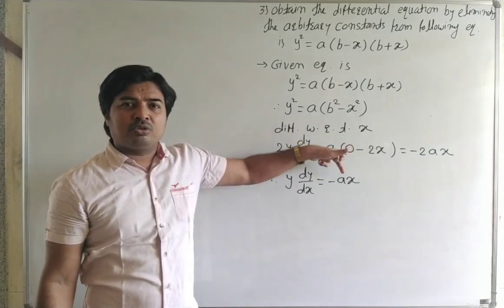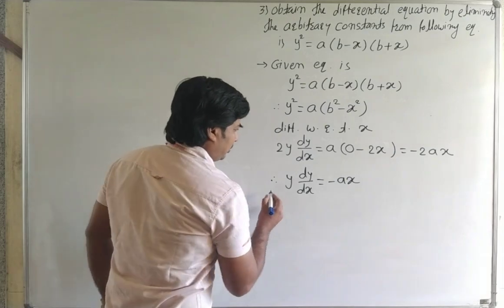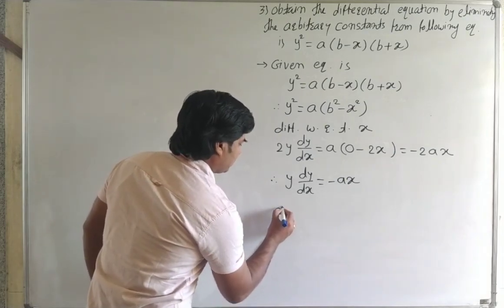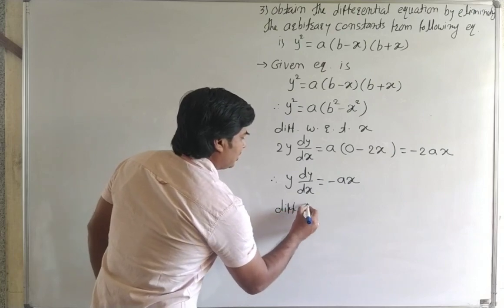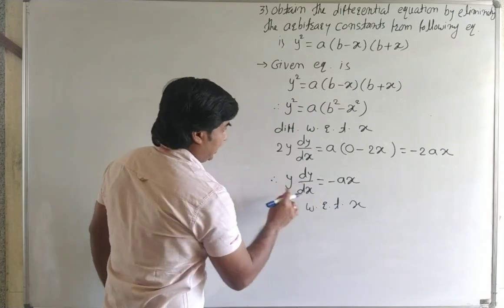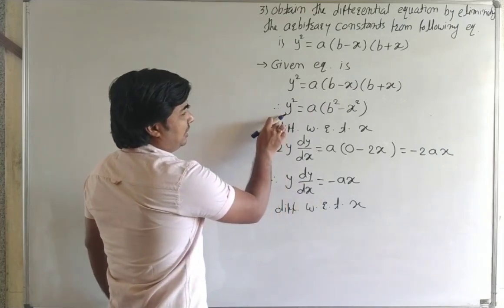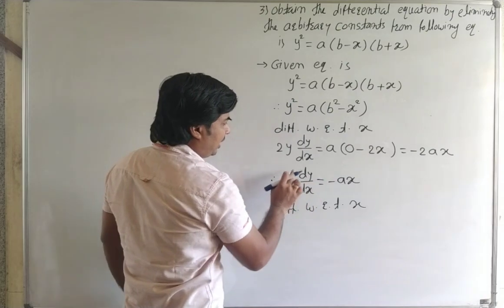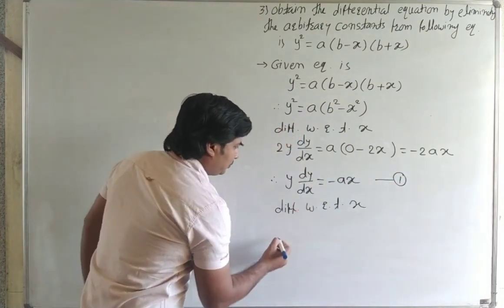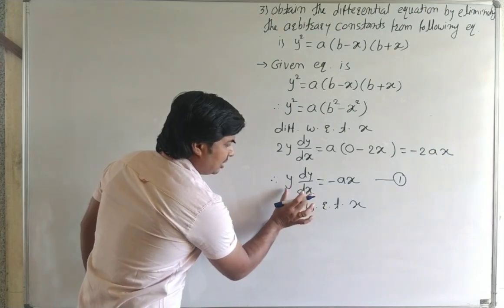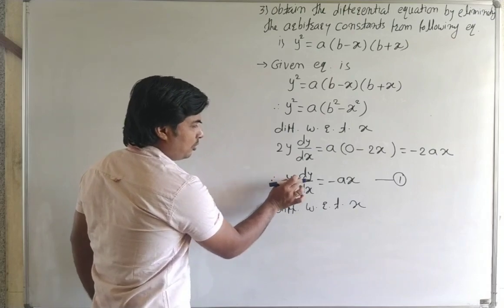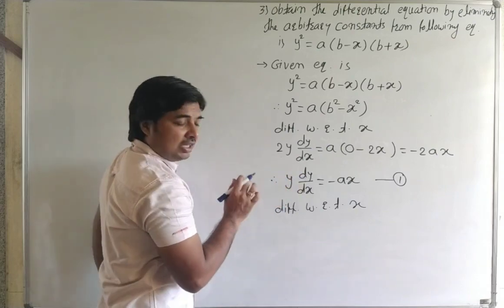To remove this arbitrary constant, again differentiate with respect to x. Here first, the given relation we differentiate, we get y into dy by dx is equal to minus ax. We get it as equation number 1. Now differentiate with respect to x. Here it is u into v, a product of two functions, y and dy by dx.